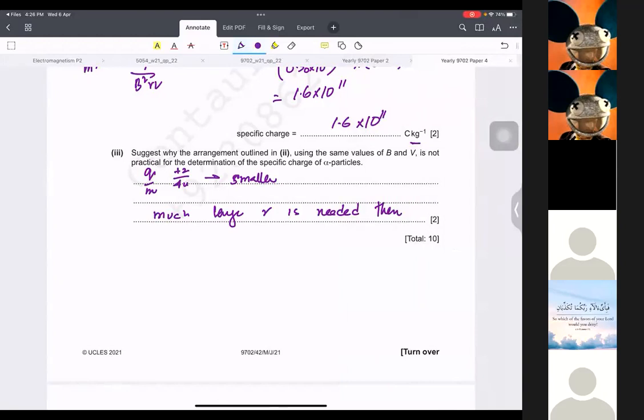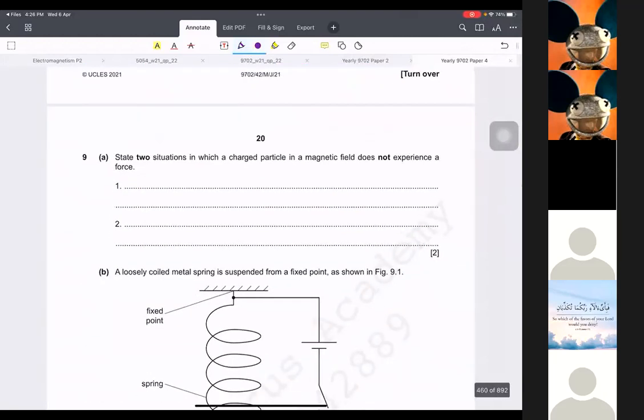All right, is it clear now? State two situations where a charged particle in a magnetic field does not experience a force. Why will the radius be bigger? Then it will go out of the magnetic field.